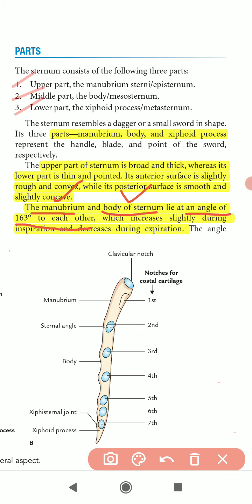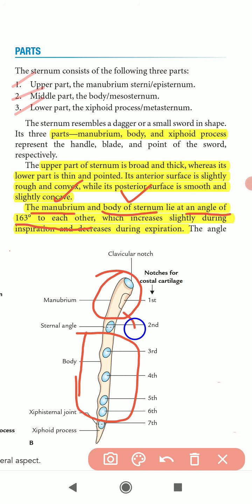So this is the upper part or manubrium sterni, and this is the body of the sternum. Look at that. When these two parts meet, they form an angle. This is the 163 degree angle.